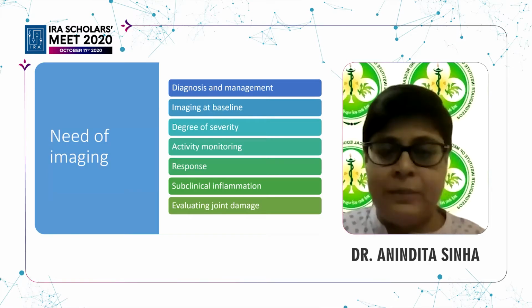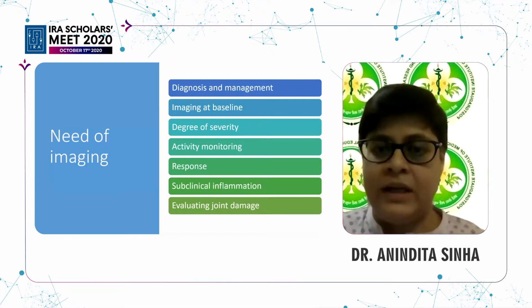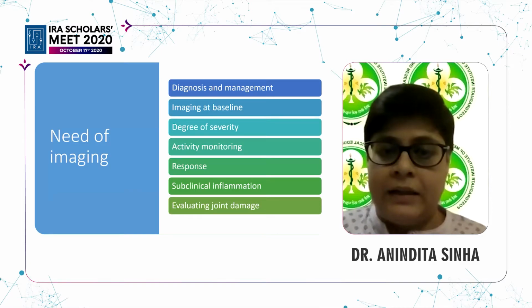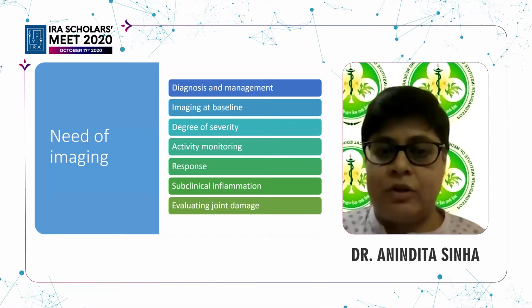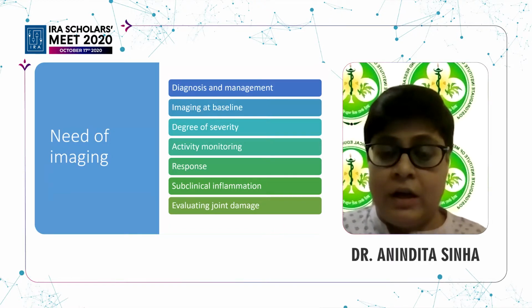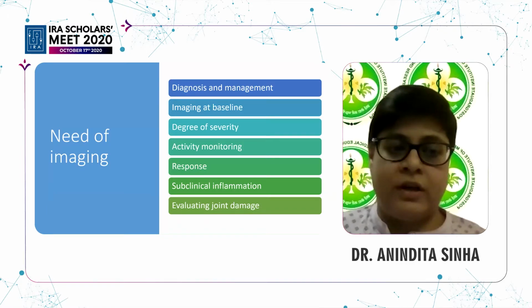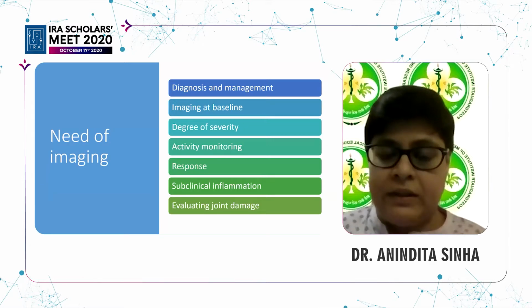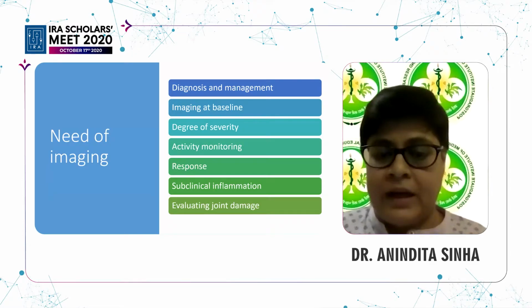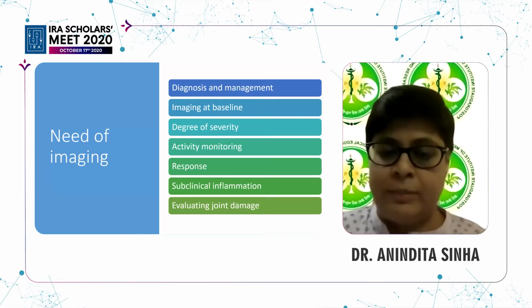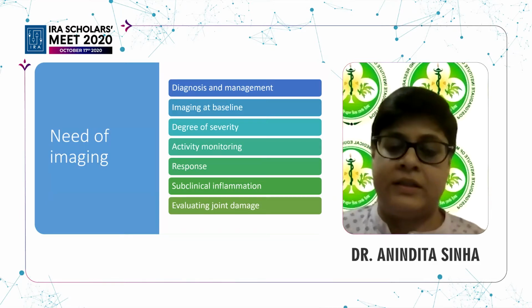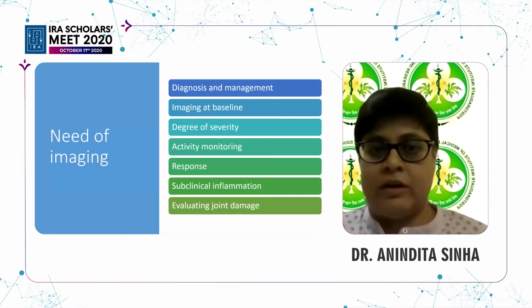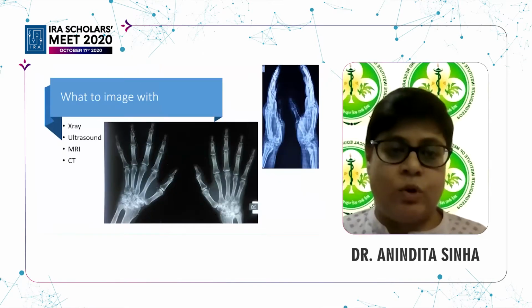So firstly you need an imaging at baseline, and it is normally done routinely, and depending upon the clinician preference or whether you're going by any guideline, you need to know the degree of severity for the activity monitoring as well as for the response monitoring. Also, another importance of imaging is to detect subclinical information, whether the patient is clinically normal, as well as for evaluating the degree of joint damage or whether it is there or not when it is not visible on the routine radiographs. So what we will highlight is what to image with.